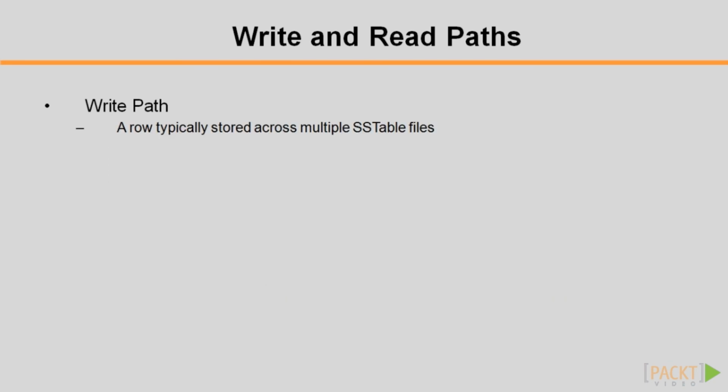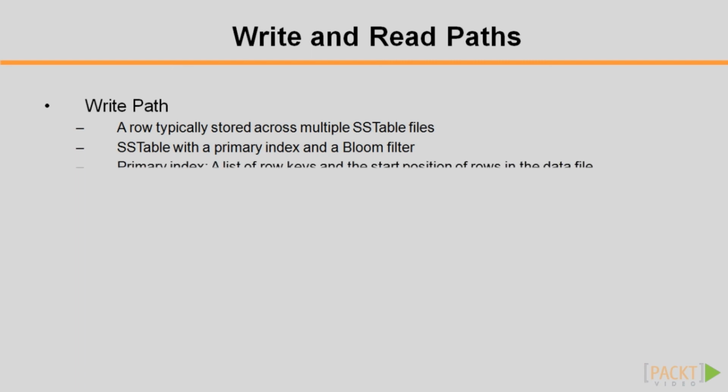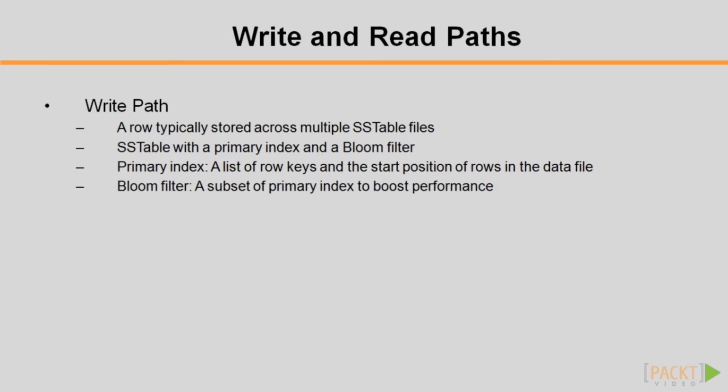Due to the intentional adoption of sequential I/O, a row is typically stored across many sstable files. Apart from its data, sstable also has a primary index and a Bloom filter. Primary index is just a list of row keys and the start position of rows in the data file. Bloom filter is a sample subset of the primary index with very fast non-deterministic algorithms to check if an element is a member of a set. It's used to boost performance.